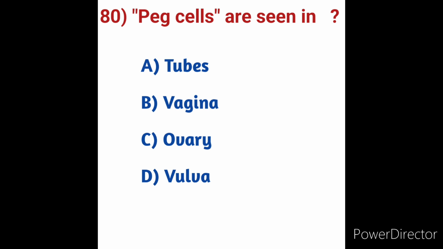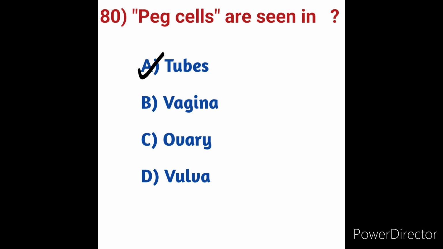Here, what is the full form of PEG? PEG means polyethylene glycol, and PEG also means polyethylene glycolation of proteins. These two are the abbreviations for PEG. So in this option, A is the correct answer. PEG cells are seen in fallopian tubes.